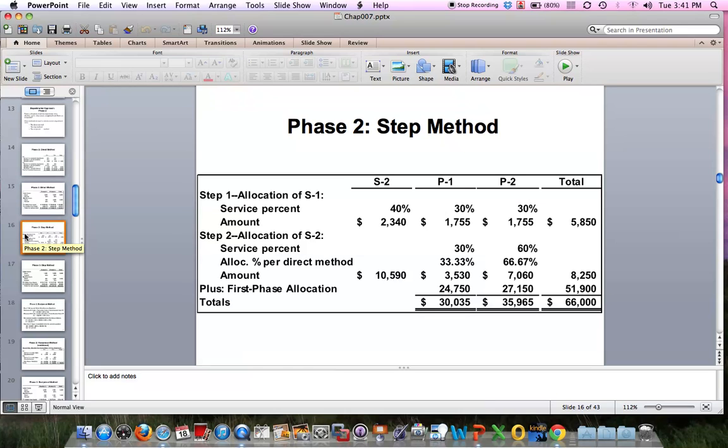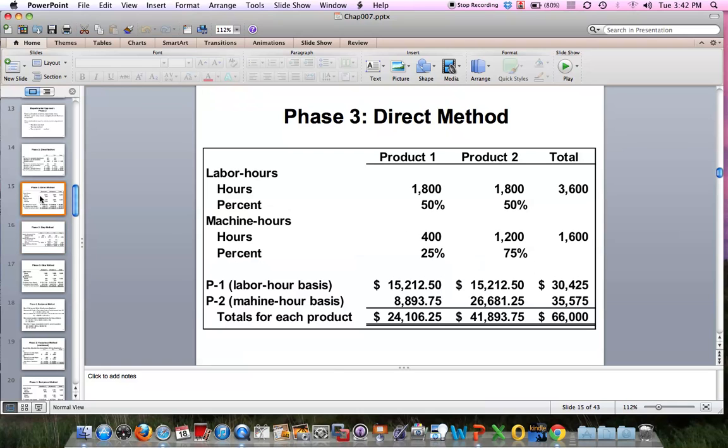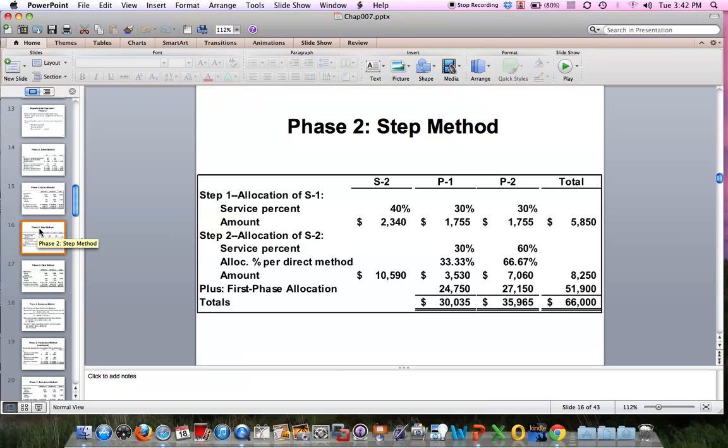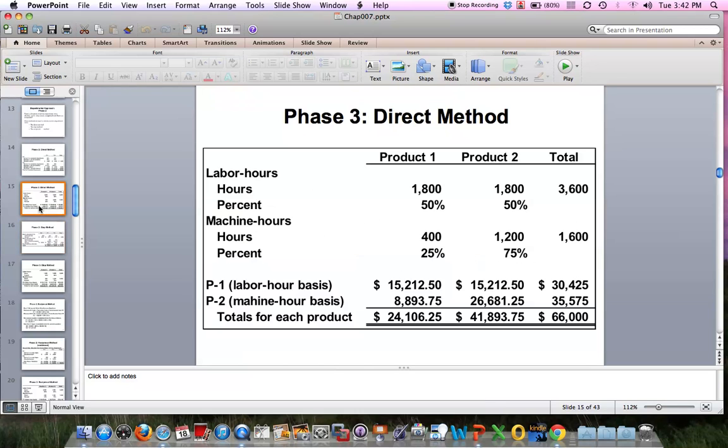Okay, so that's how we get down to the direct method doing the allocations. Now that was the direct method. Okay, we're going to go now to the step method, and they begin to talk about the step method on page, and I should actually go back one step here. The direct method, they summarize this calculation, this 24,106 and the 41,893, in a little bit more detail on the bottom of page 229 in Exhibit 7.6.